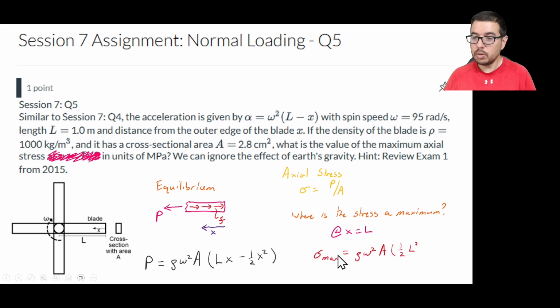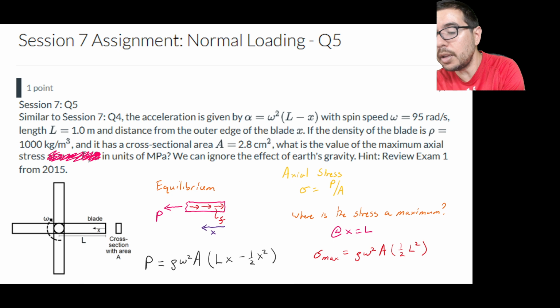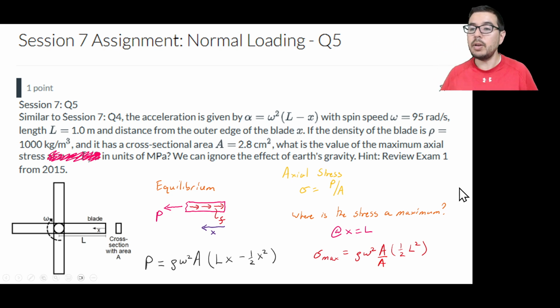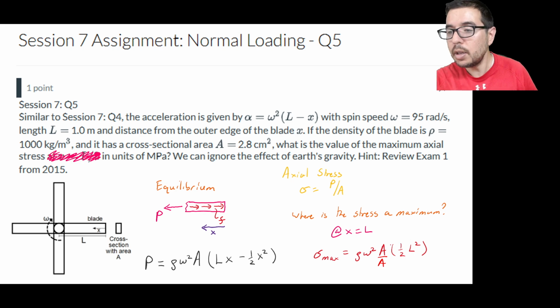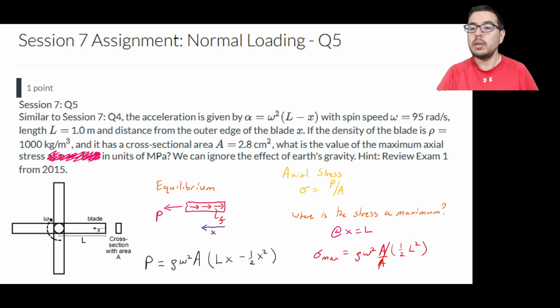And what we do here for that calculation is we plug in x equals L if we're trying to figure out force. If we're trying to figure out stress, we just plug in x equals L, and we get 1/2 L squared here in these parentheses. And I need to also divide by area, right? Because that's what this axial stress is. And so this term right here goes away. Let's go ahead and calculate this out using Colab.